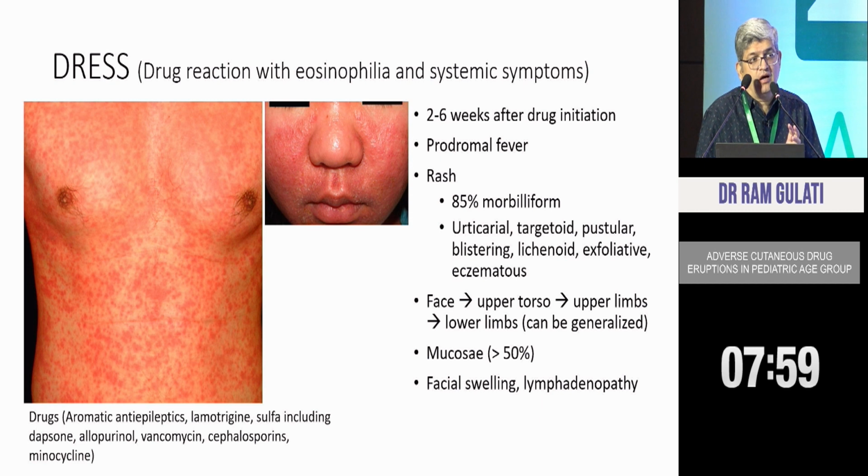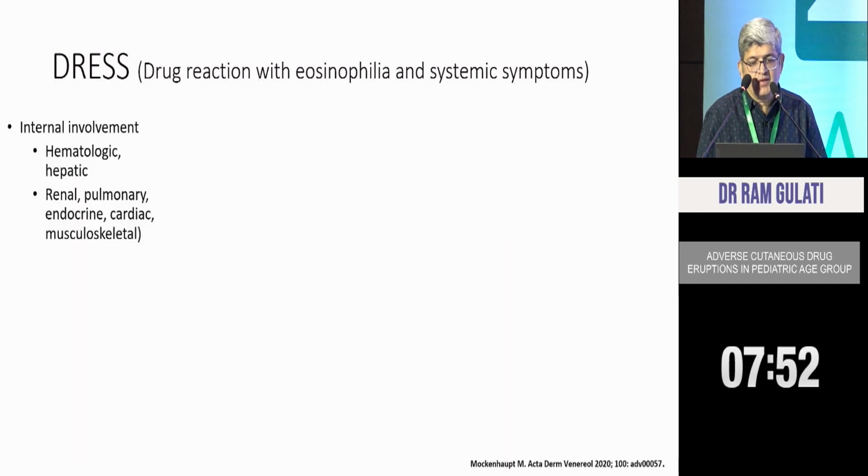Mucosa are involved in more than half, but most of them will be just erythema and nothing else. The rash tends to start on the face and then go down. You will see lymphadenopathy. If it stays that way, we are happy with it. But the problem is that many of them are going to involve the liver and other areas. In the hematopoietic system, definitely you see eosinophilia and leukocytosis, and hepatically there are increased transaminases, and you can even have significant liver involvement in these children. And then there can be other internal organ involvements as well.